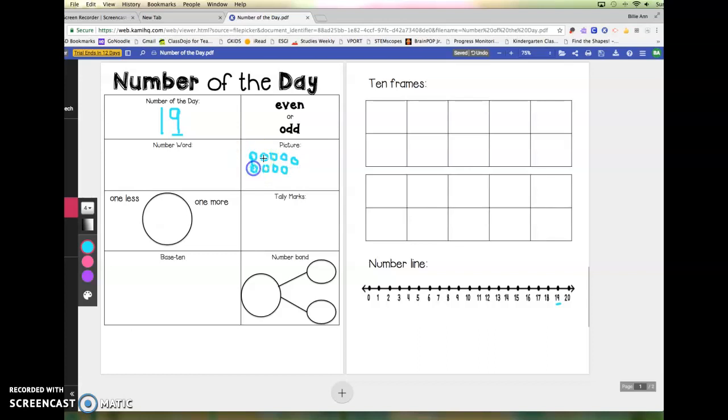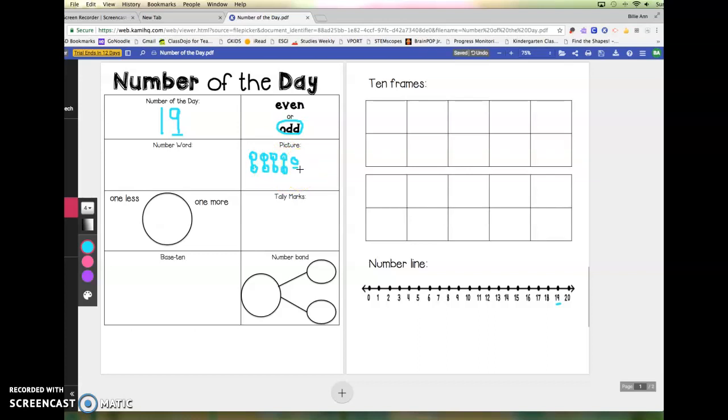So they have a dance partner, they have a dance partner, they have a dance partner, they have a dance partner. This guy is the oddball, so we know that the number 19 is odd. We cannot count by twos to get there. 2, 4, 6, 8, but not 9.